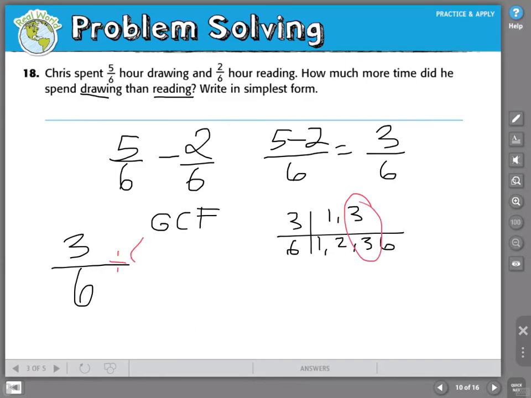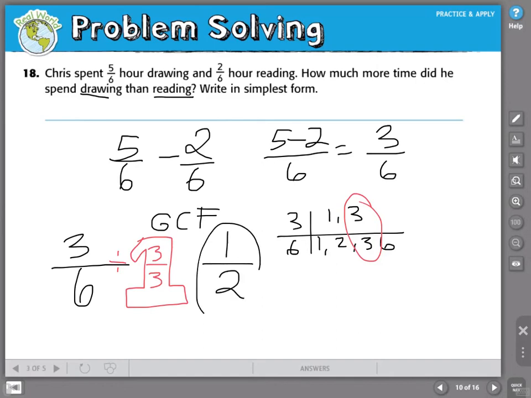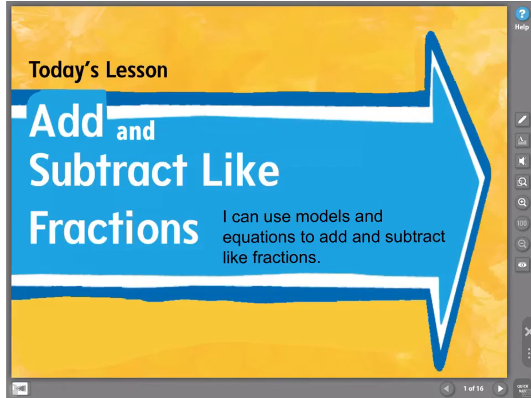Let's divide this fraction by the big one. 3 over 3. 3 divided by 3 is 1. 6 divided by 3 is 2. Our final answer is 1/2. He spent a half hour more drawing than reading. So that brings us to the end of today's lesson.